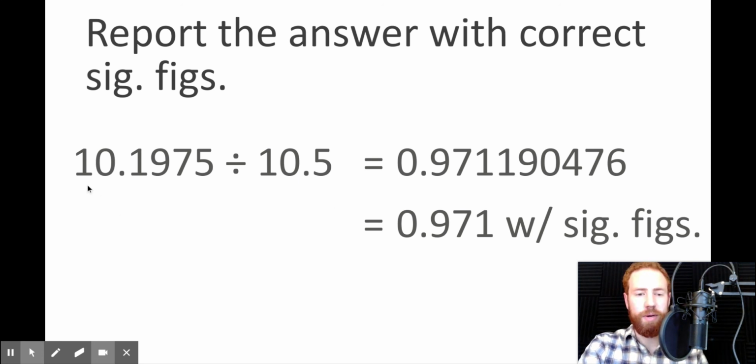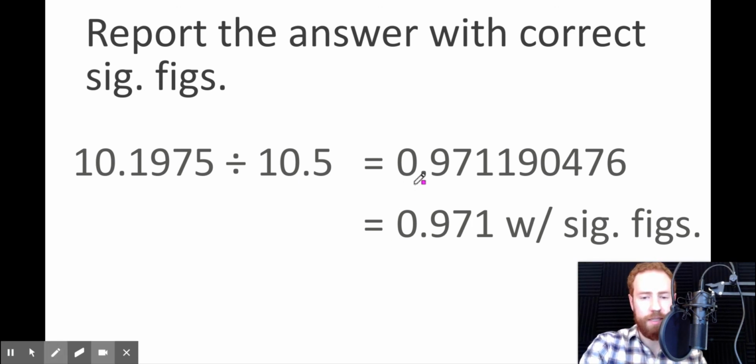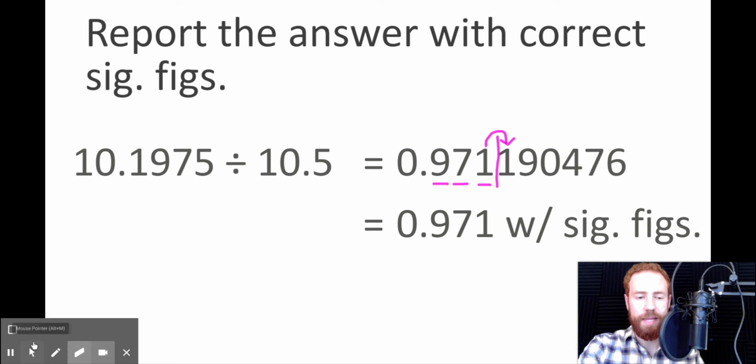Now 10.1975 has 6 significant figures, whereas 10.5 has only 3. So that means we're going to be limited to 3 sig figs. So again, we're going to find our first 3 sig figs. The leading 0 is not significant. So these 3 numbers are our first 3 sig figs. That's where the number will end. What's followed by the last sig fig? Is it less than 5 or is it a 5 or greater? It's less than 5. So the last sig fig does not round and we get 0.971 as our final answer.